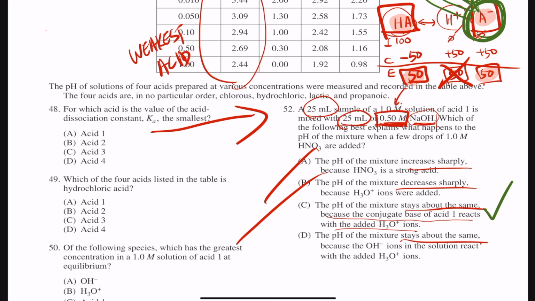So that's absolutely true. Now look at what D says: pH of the mixture stays about the same because the hydroxide ions in the solution react with... No. That's not what's going on. The conjugate base is what reacts with the incoming hydronium. So the answer is going to be C.